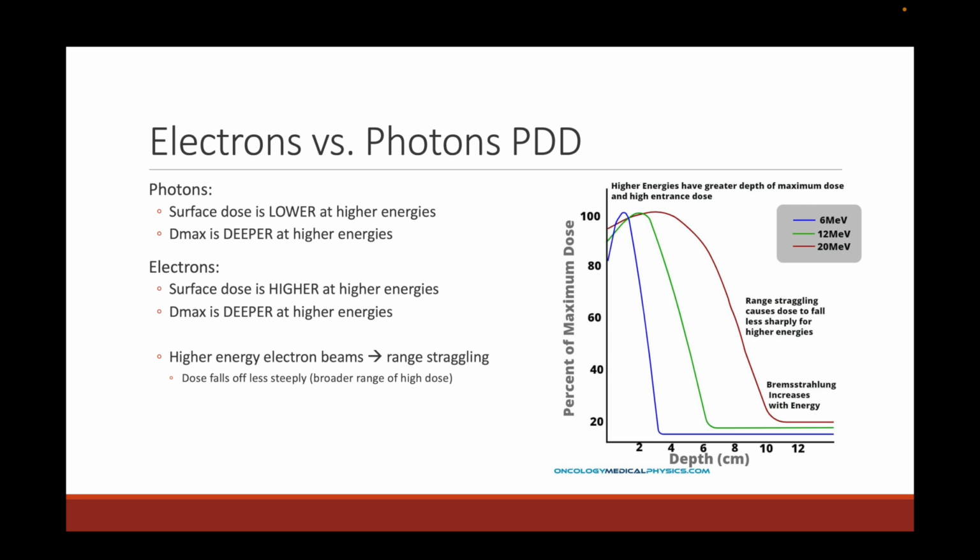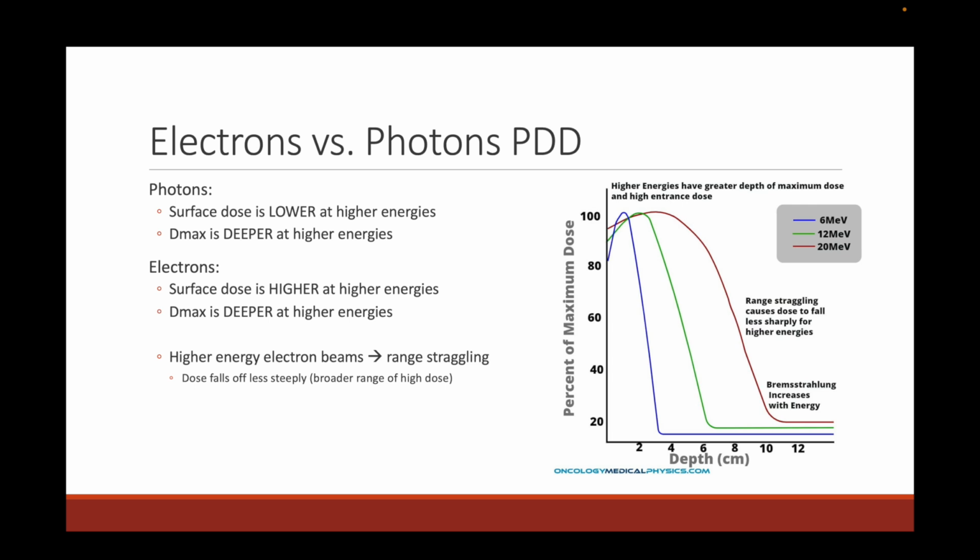Another concept for higher energy electron beams is this idea of range straggling. Basically, for higher energy electron beams, we see that the dose falls off less sharply. If you look at the 6 MeV curve, the dose falls off very steeply, very sharply. The 12 MeV curve is more of an angle, and then the 20 MeV curve has a much less steep slope. And this is due to a phenomenon known as range straggling.